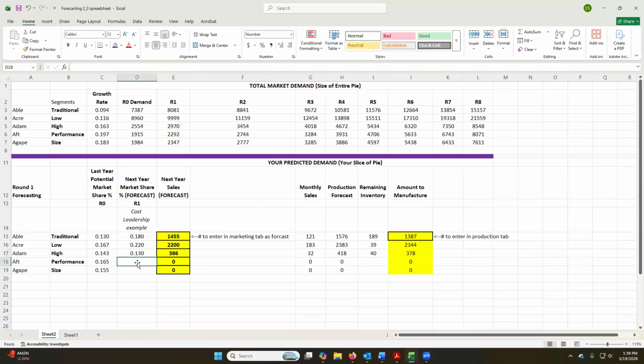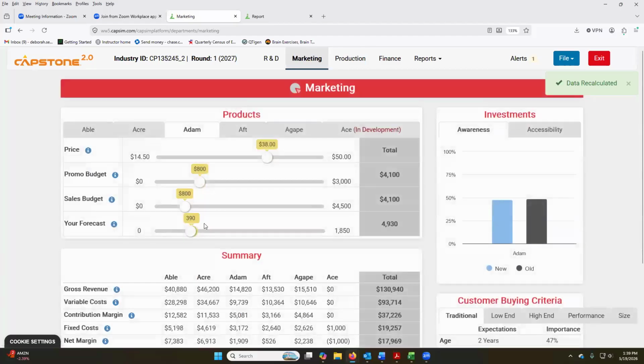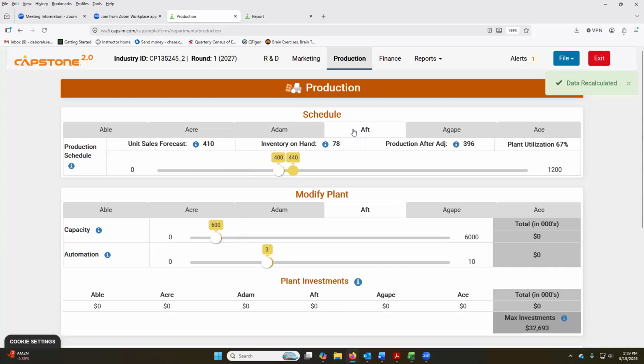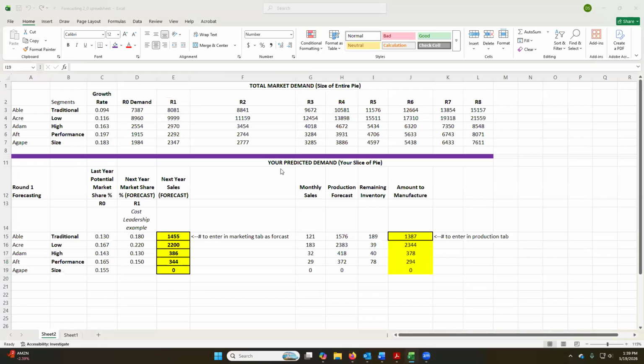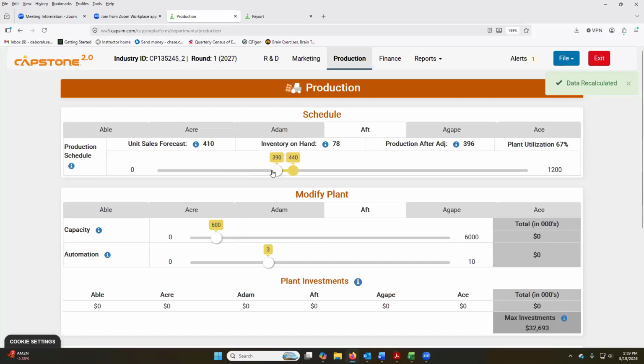All right, now down to Aft. So for my performance product, I had a 16.5% market share last year. This year, I think I'll have a 15% market share. So that's 344 units. I have 78 in inventory. So I need to enter, what is that number? 294. So I need this number, 297, close enough.